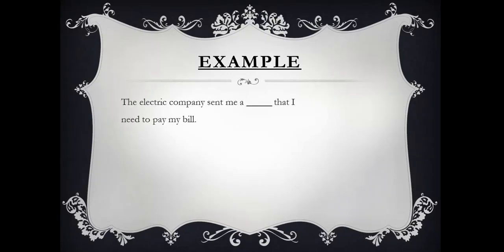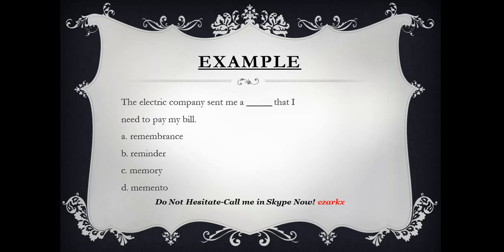Alright, the example states the following. The electric company sent me a dash that I need to pay my bill. So this is the sentence with the missing word, and the 4 answer choices are the following. A, remembrance. B, reminder. C, memory. And D, memento. So what's the correct one?